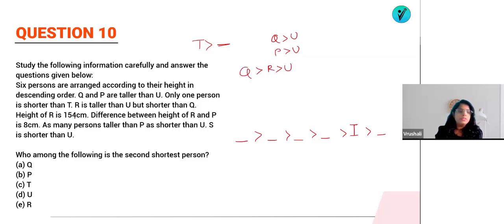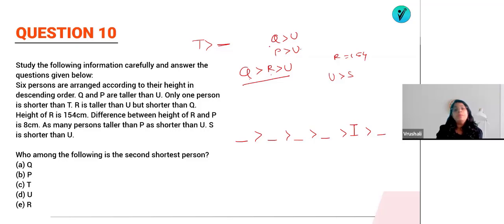Then the height of R is 154 and the difference between R and P is 8. As many persons taller than P as shorter than U, and S is shorter than U. That means after this U, we know that S is shorter than U. Now you can see here Q, R, U, these three.